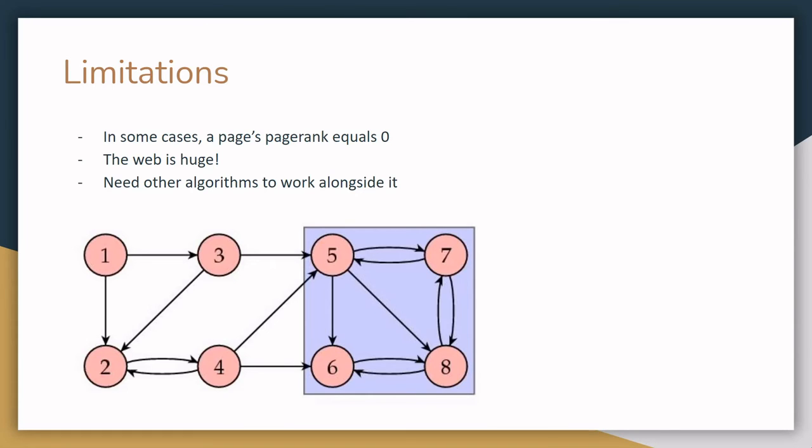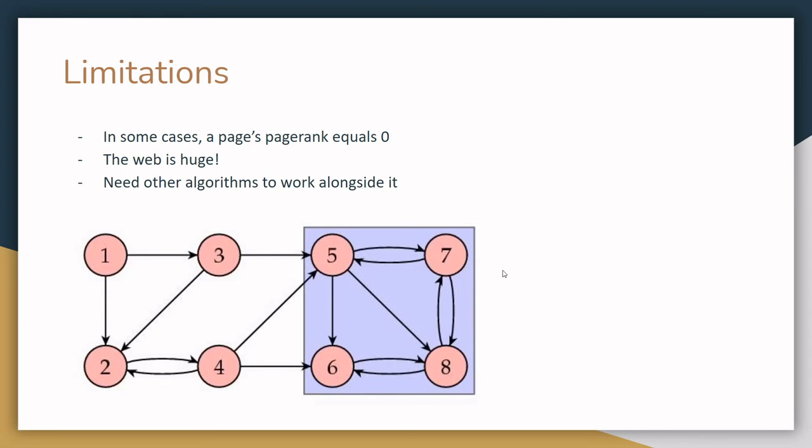So as we can see, using eigenvectors can be a very effective way of displaying search results. However, of course, it has limitations. In some cases, a page's page rank equals 0, and this is one of those instances. We can imagine pages as nodes on a directional graph. What happened here is that we have arrows pointing into this little subgraph of nodes, but no arrows pointing out. This makes this entire area, or subgraph, have page rank of 0.